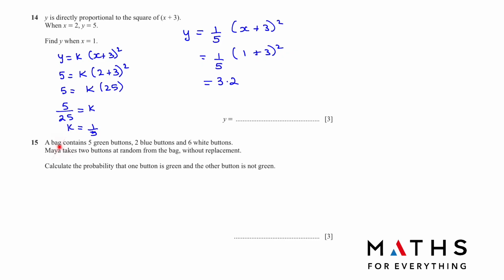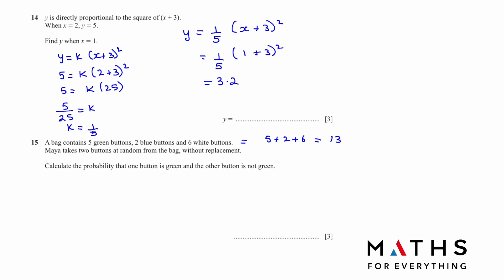Next, a bag contains 5 green buttons, 2 blue buttons, and 6 white buttons. Maya takes 2 buttons at random from the bag without replacement. Calculate the probability that one button is green and the other button is not green. First, let's count all the buttons. We got 5 plus 2 plus 6. There are total 13 buttons.